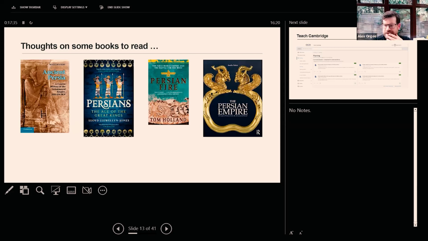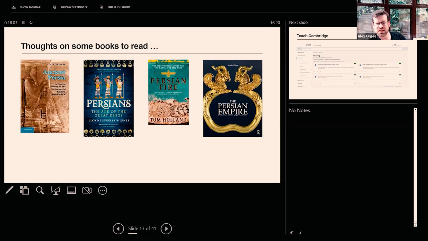In particular, when I was helping draft some of the specification content and also producing some of the resources associated with that, I found the book on the left, the Matt Waters Ancient Persia book, incredibly useful. I have also read the Tom Holland book, and I'm in the process of reading the Lloyd Llewellyn-Jones book. And I know from a number of other teachers that have read it that they recommend it very highly.